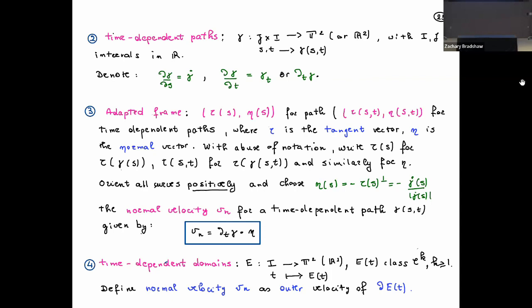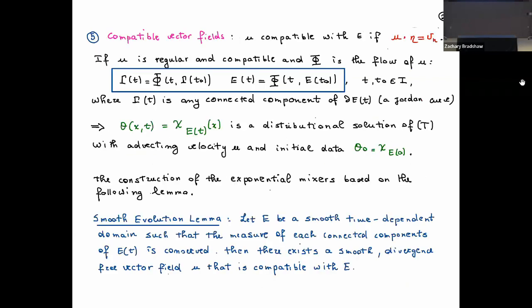So we'll also have time-dependent domains. So these will be set-valued functions from an interval in time into subsets of R2. And we're always going to assume that our sets are regular. Okay, at least of class C1. And the normal velocity in this case will be the outer velocity given by this formula here on the boundary of the set. So as you can see, this is sort of very classical geometry.